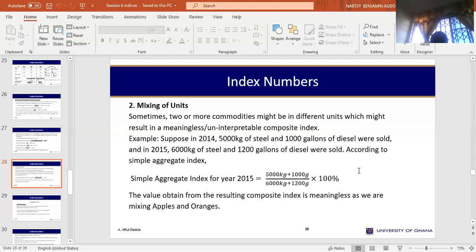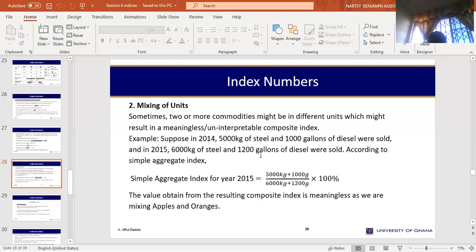And in 2015, 6,000 kilograms of steel and 1,200 gallons of diesel were sold. According to the simple aggregate index, for year 2015 you add 6,000 plus 1,200 over 5,000 plus 1,000, times 100. It should have been the other way around, right?